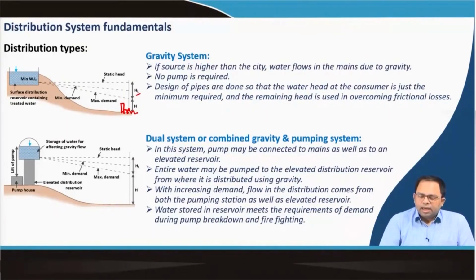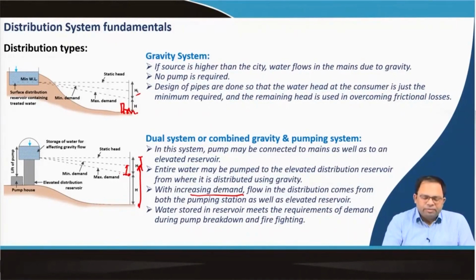but maybe the entire water could be pumped to the elevated distribution reservoir from where it is distributed using gravity, but sometimes during heavy demand or the peak demand, flow in the distribution system may come both from the pumping station as well as the elevated reservoir. So, as you can see, during the peak demand period the head loss increases. So, that means in this case we require some extra pressure. If our initial pressure is lower, for example, we give an initial pressure like this, then we need to give that extra pressure to make sure that the distribution during the peak period is also adequate.